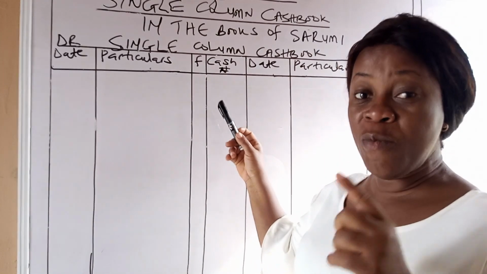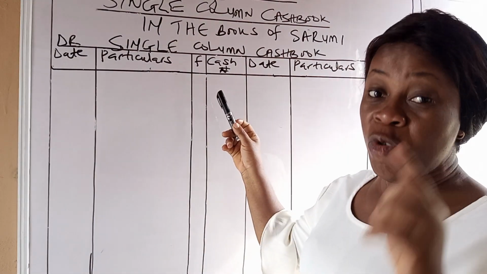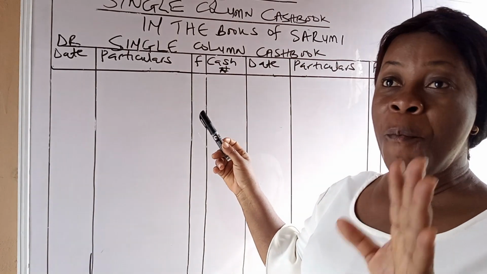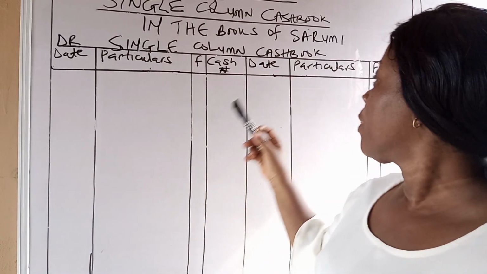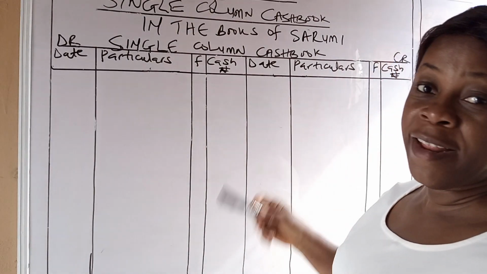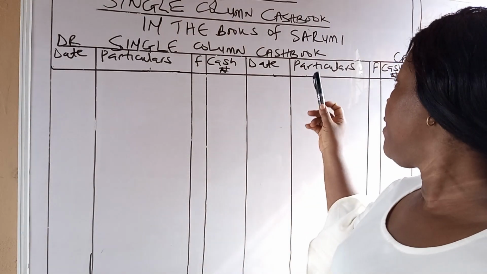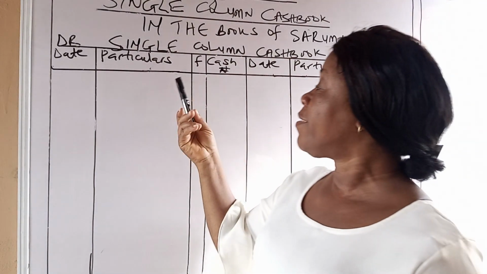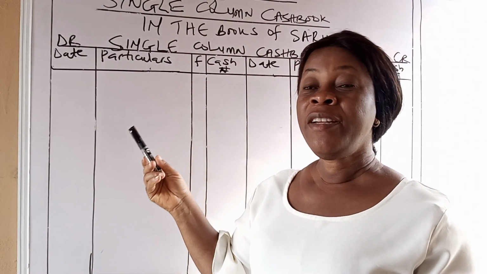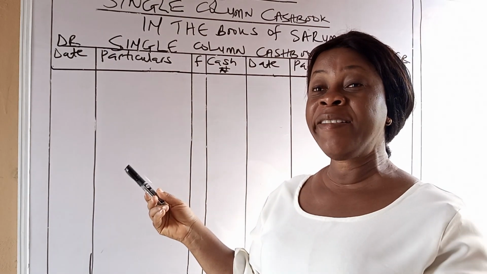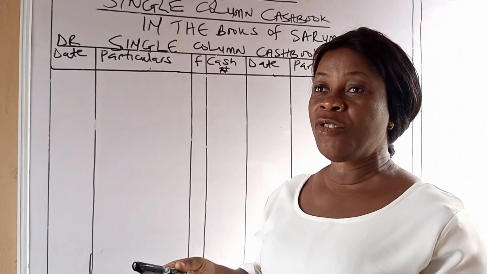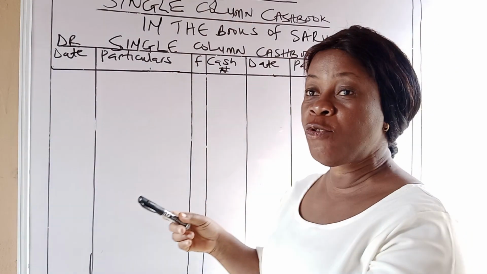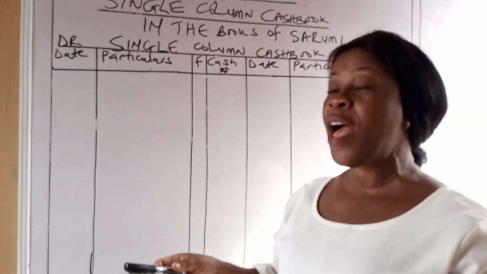Since it is a single column cash book, it could be cash transactions only or bank transactions only. The same thing goes for the credit side: date, particulars, folio, and cash. Now the debit side is used to record the receipts of cash, that is the inflows of cash, while the credit side is used to record the outflows, that is payments of cash.